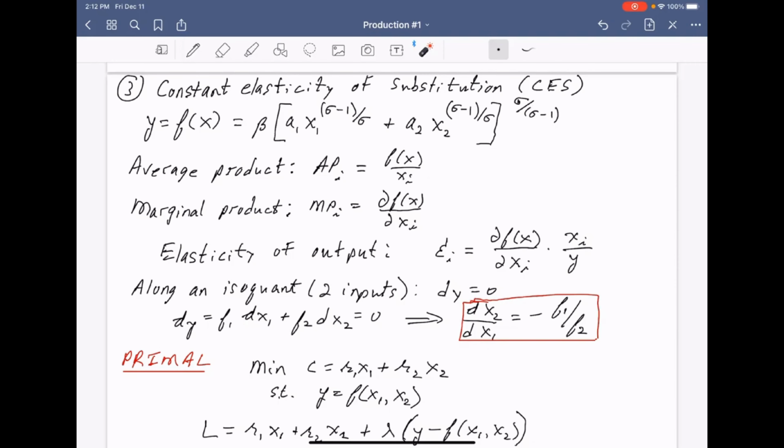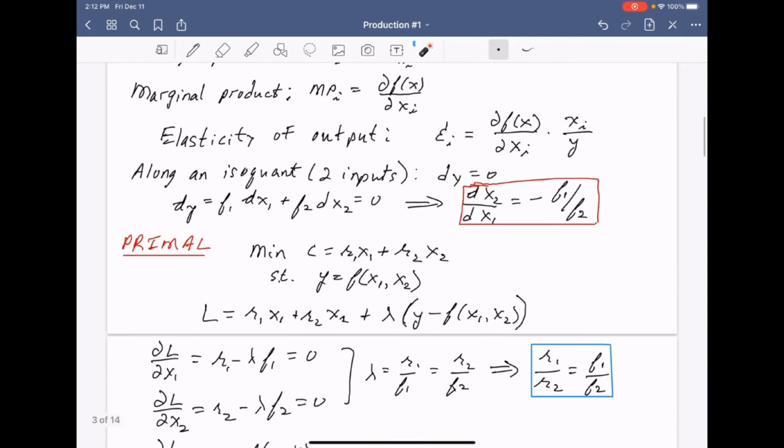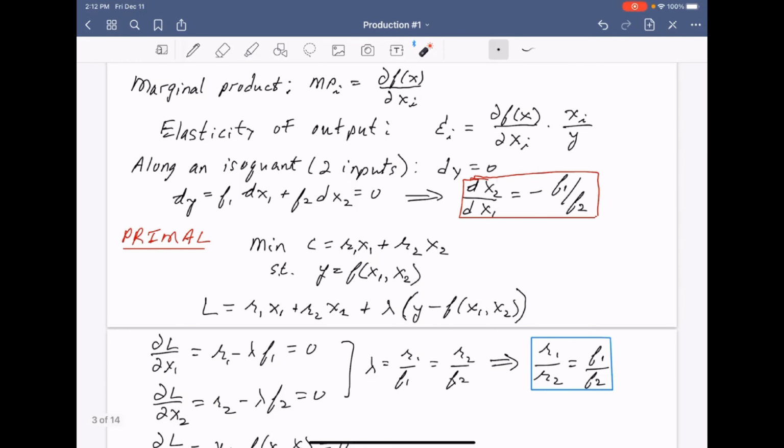Later, we will show that we define the marginal rate of technical substitution as the negative of the slope of the isoquant. So let's look at the problem from a different point of view, from what we will call the primal, where we minimize the cost, r1 x1 plus r2 x2, where r1 and r2 are input prices, subject to a level of output, a particular isoquant, which is given by f as a function of x1 and x2.